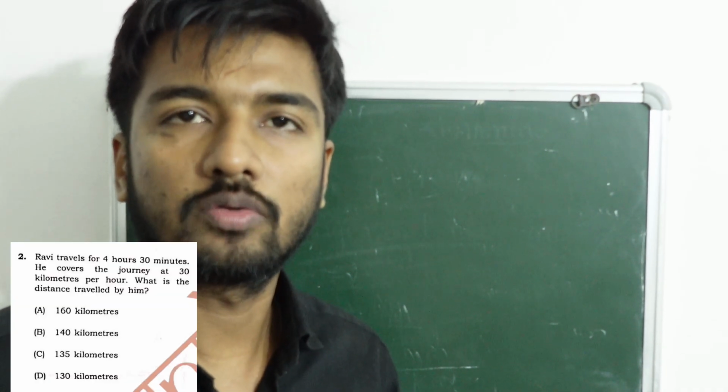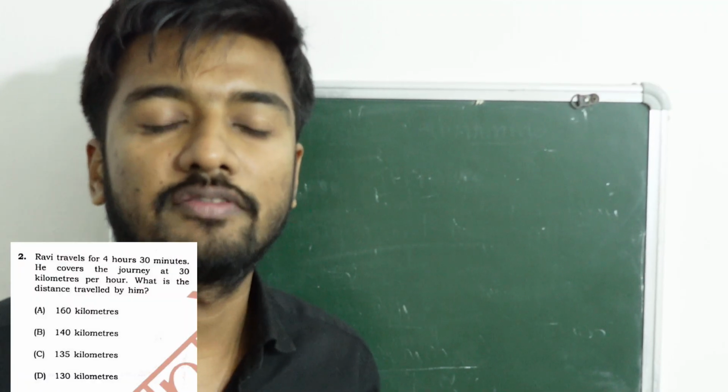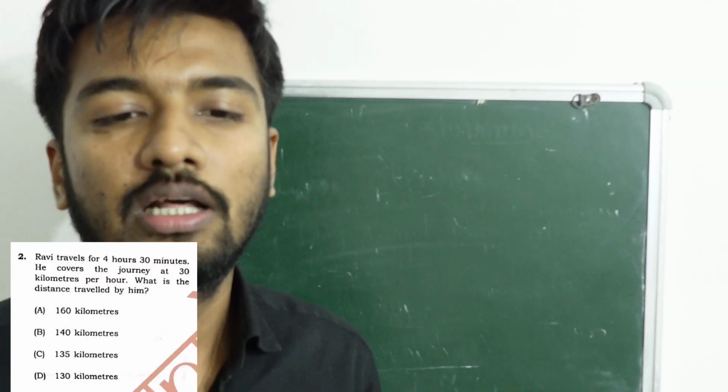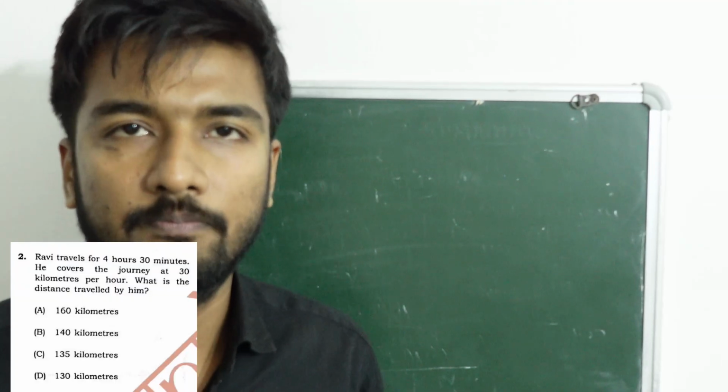So hopefully you will join me in the next analysis of question number 2. The second question of the Forest Ranger question paper is: Ravi travels for 4 hours and 30 minutes. He covers the journey at 30 kilometers per hour. What is the distance traveled by him?